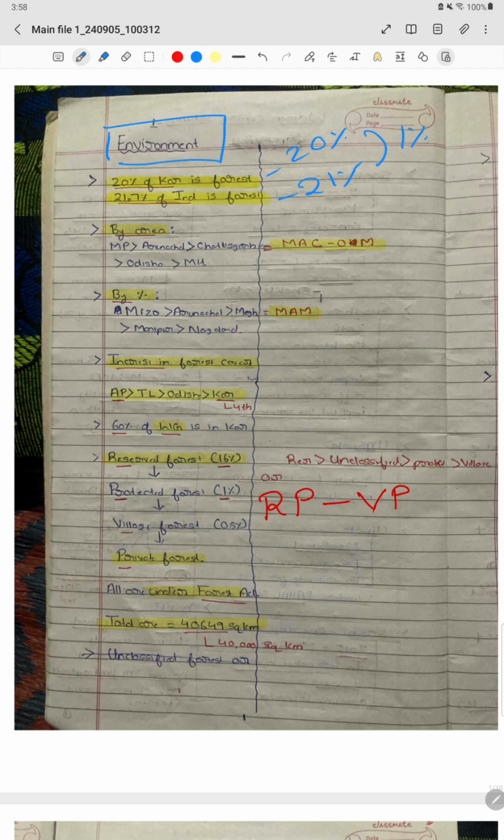And if they ask us to arrange the states in increasing order of forest, there are two ways of asking it. One is by area and second is percentage. If we consider only area, we have to remember the code MAC OM.